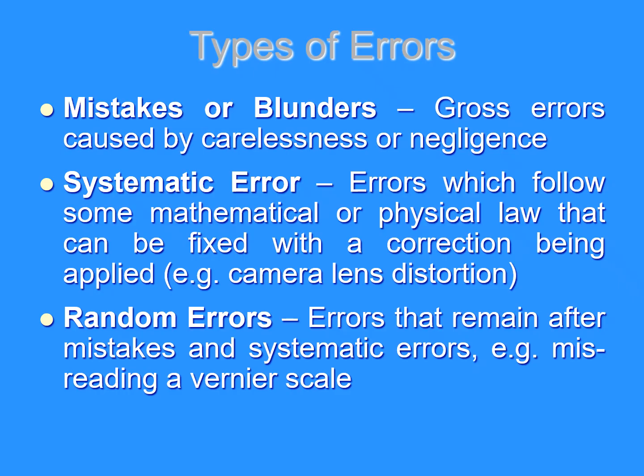Types of errors. Mistakes or blunders, gross errors caused by carelessness or negligence. Systematic error, errors which follow some mathematical or physical law that can be fixed with the correction being applied. For example, camera lens distortion. Random errors, errors that remain after mistakes and systematic errors. For example, misreading a vernier scale.